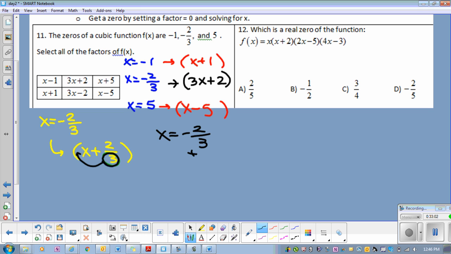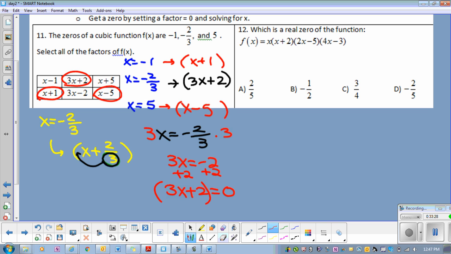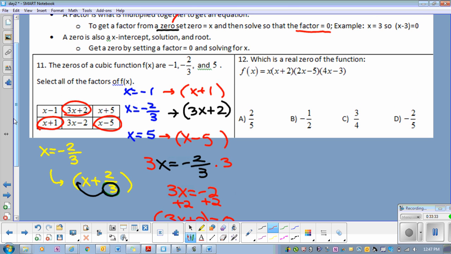It's the same thing if you were to make it equal to 0. Times it by 3, so 3x equals -2, and then add the 2. So 3x plus 2 equals 0. That's your factor. Same thing. So then the factors are x plus 1, 3x plus 2, and x minus 5.